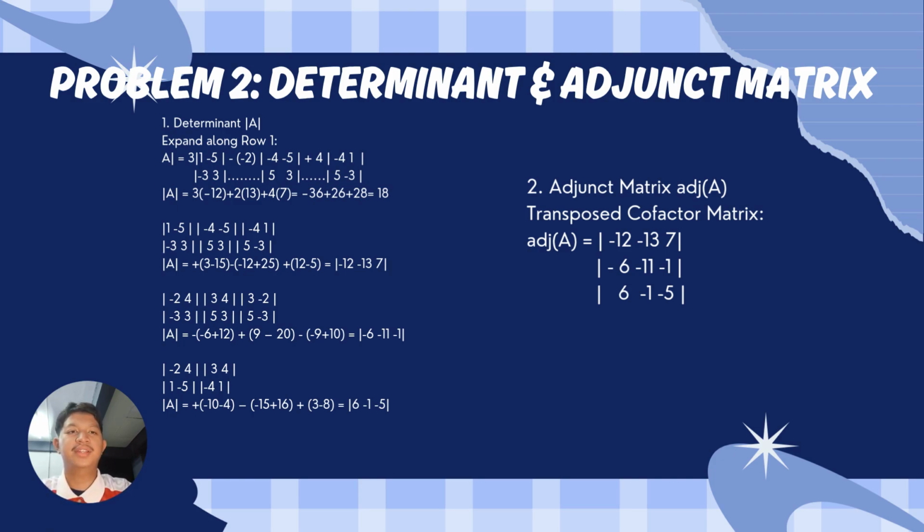Finally, for row 3, we use the sign pattern plus, minus, and plus. Following the same cross multiplication steps gives us our third row vector, which is 6, negative 1, and 5. Putting all these row vectors together gives us a new full cofactor matrix, which can then be used to find the inverse of matrix A.